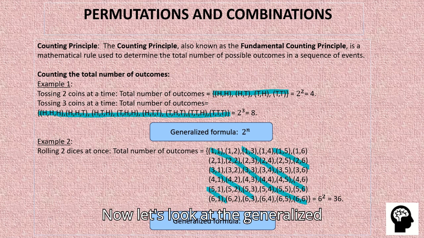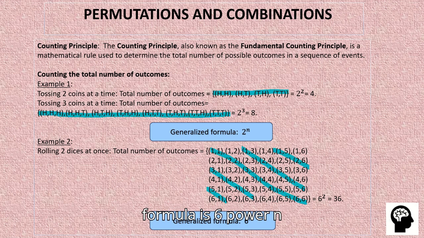Now let's look at the generalized formula. The generalized formula is 6 power n, where 6 is the number of outcomes when a dice is rolled once, and n denotes a single dice rolled n times, or number of dice rolled at once.